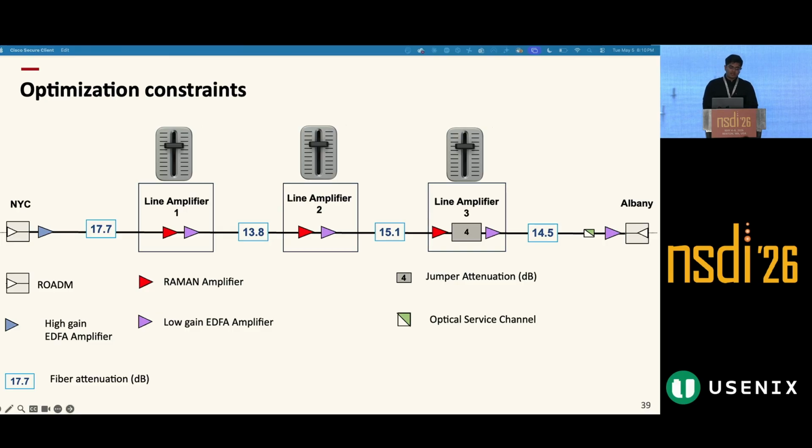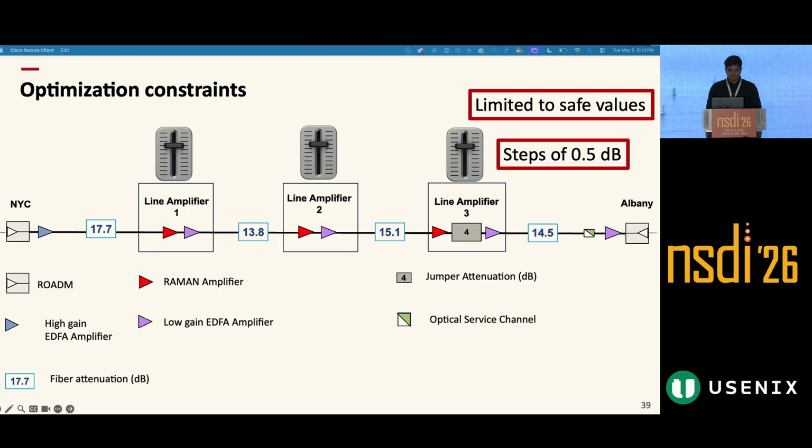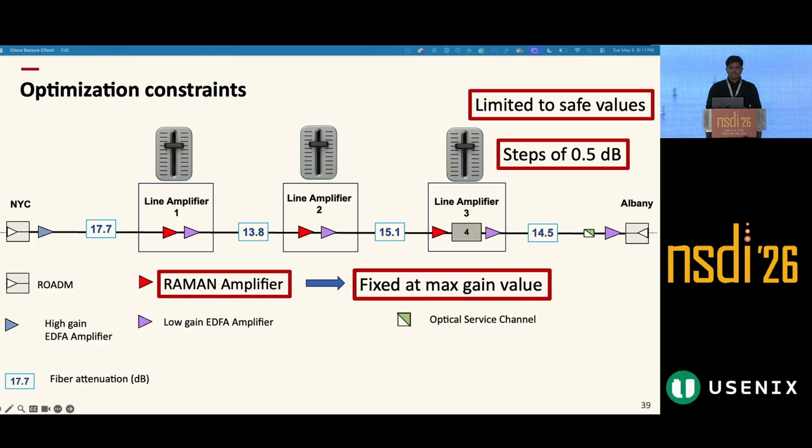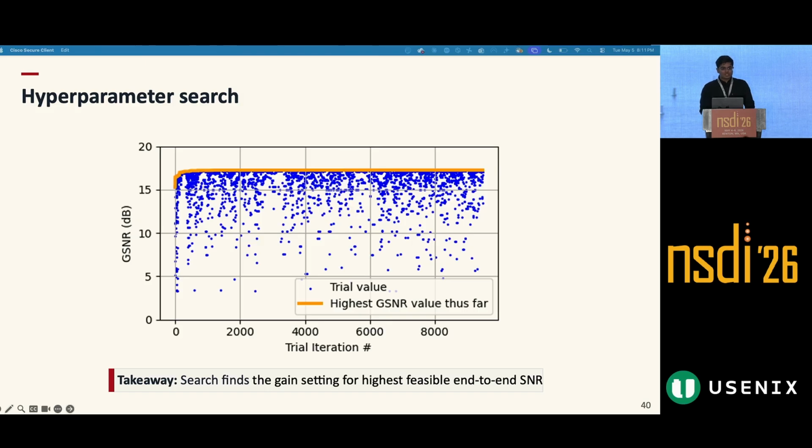For this, we tune the gain profile for all the different amplifiers. We tune them in steps of 0.5 decibels. We limit them to safe values so that the equipment doesn't get damaged. And another important constraint was for Raman amplifiers, we keep the gain at the maximum value, because since they have lower noise, you get a better SNR with them. And even with NYSERNet, in the deployment, they always keep the gain at the maximum value. With this, we searched through all the different configurations, and we were able to find the highest SNR available.